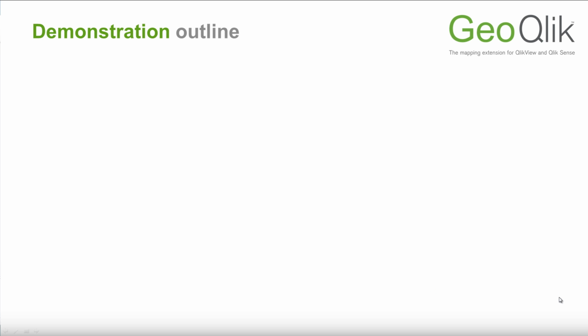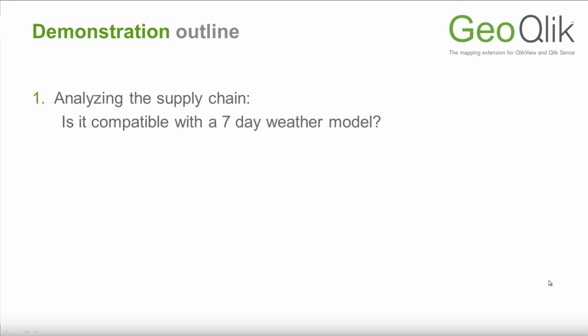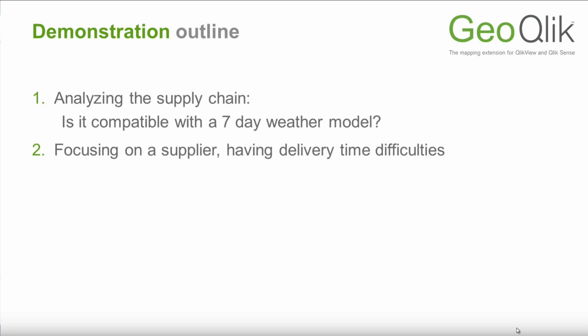A few words about the demonstration you're about to see. We'll start the demonstration with analyzing our supply chain. This will help us determine how compatible it is with a 7-day forecast model. In other words, whether the cycle times are not longer than 7 days. Then, we'll look at an example of a single supplier and try to understand why he has difficulties with delivery times.